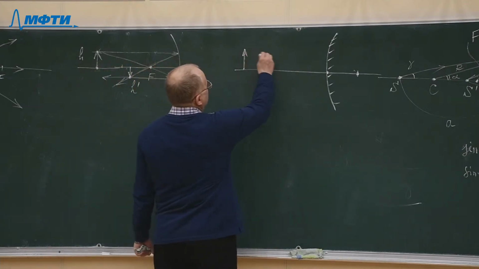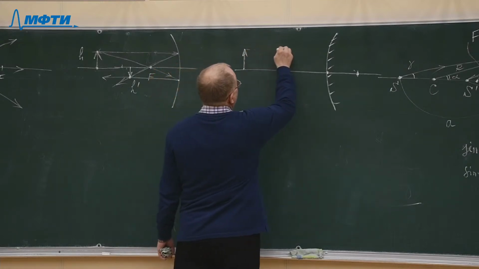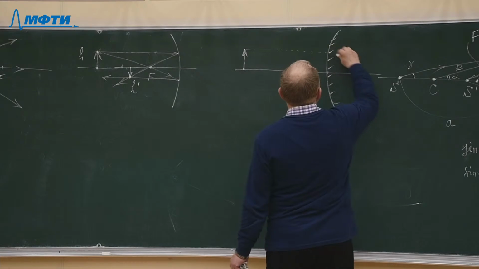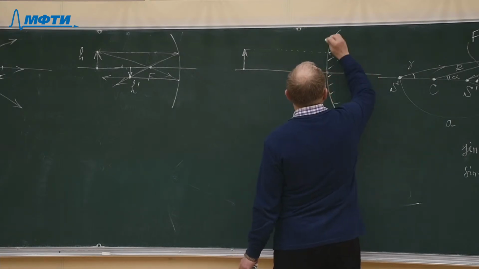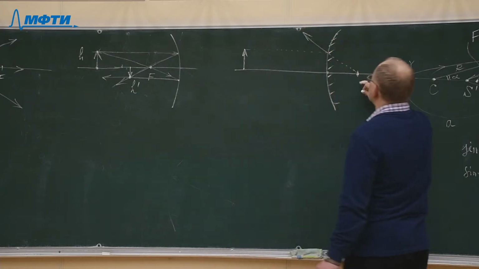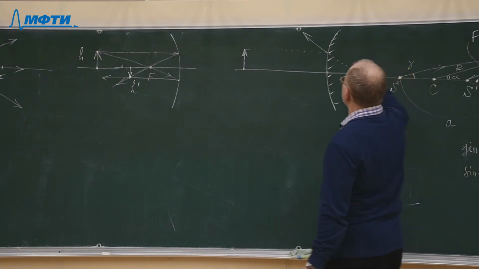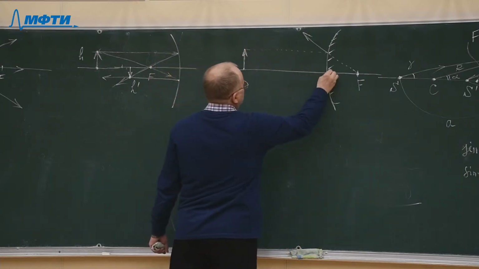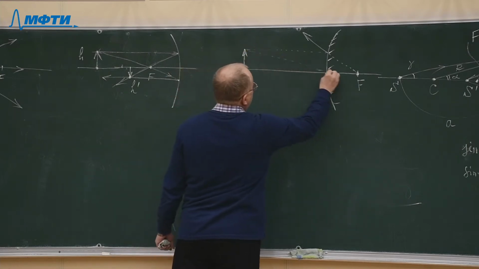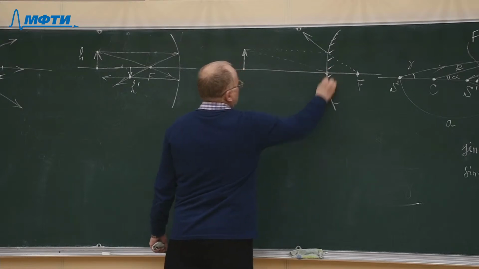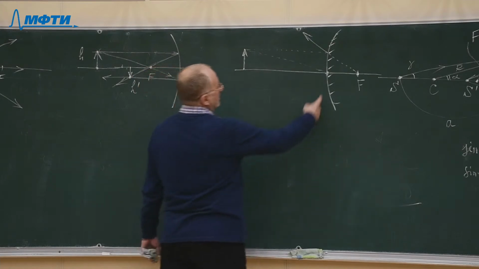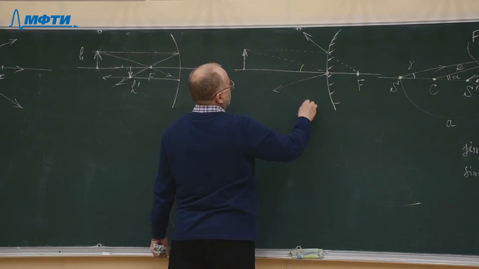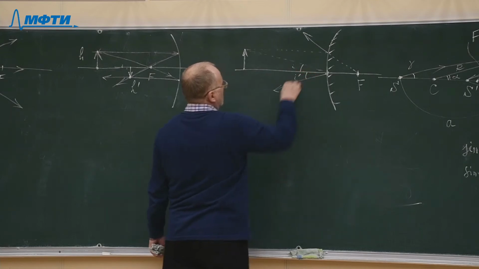And what rays will be convenient for constructing the image? If we consider the parallel ray, then it will be reflected from the convex mirror in such a way as if it originated from the focus. And also, if we consider the ray which goes into the pole, into the central point, then it will encounter a small, almost flat vertical area, and it will be reflected from it in such a way that the angle of incidence will equal the angle of reflection.